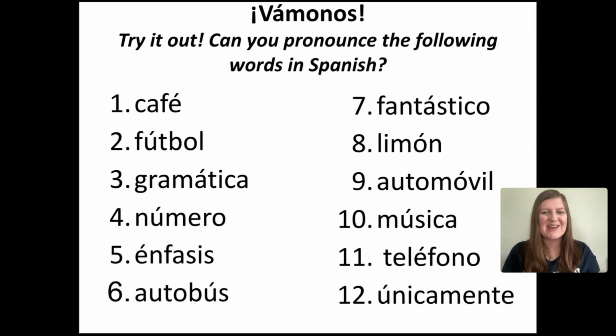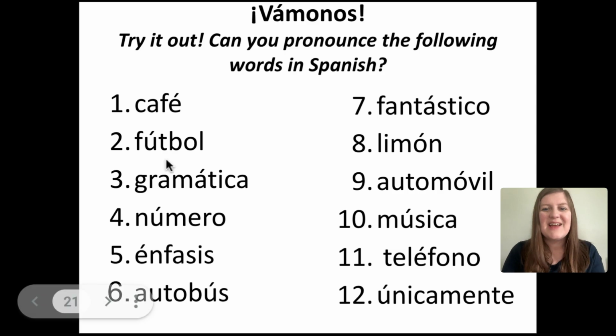Okay, so we're back and we're going to go ahead and go through the correct answers for each of these. So number 2, we have 2 syllables. Football. Next one, we have 4 syllables. Grammatica. Number 4, we have 3 syllables. Numero. Number 5, we have 3 syllables. Emphasis.